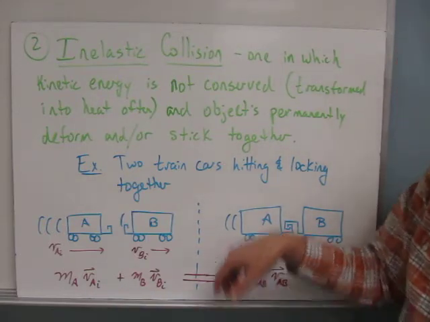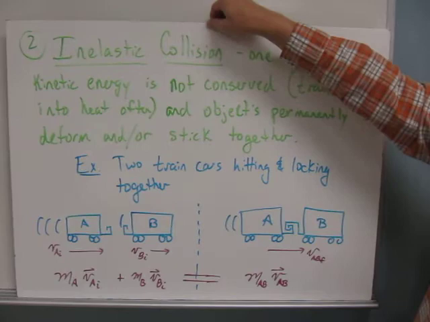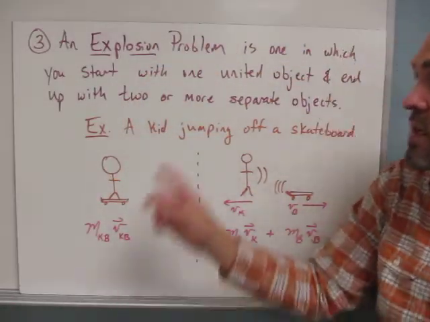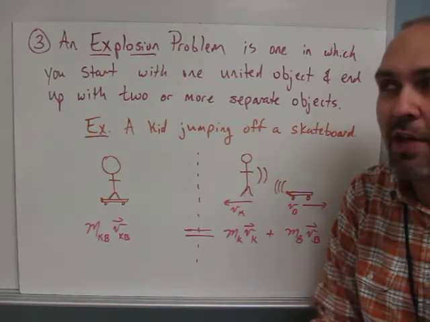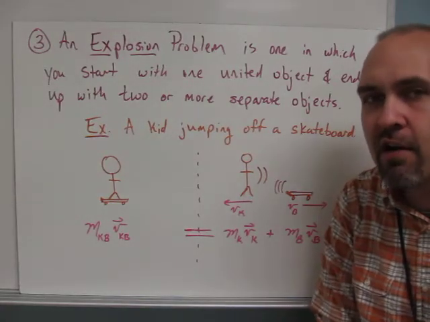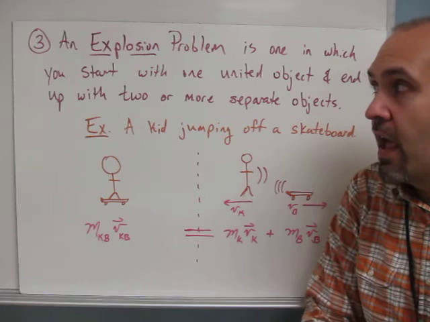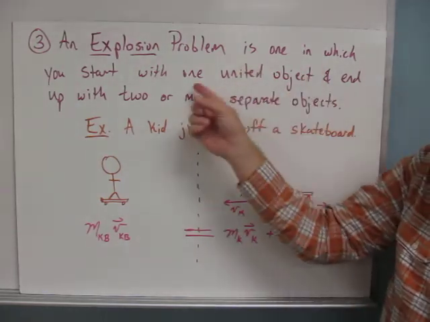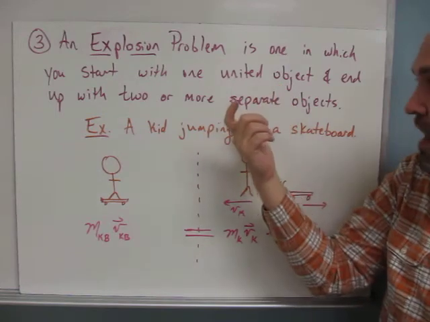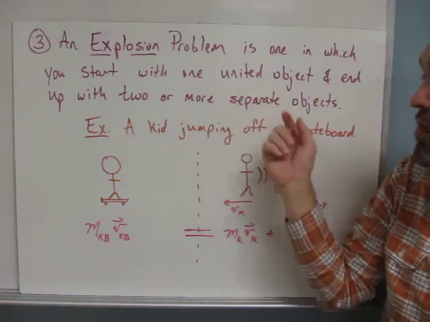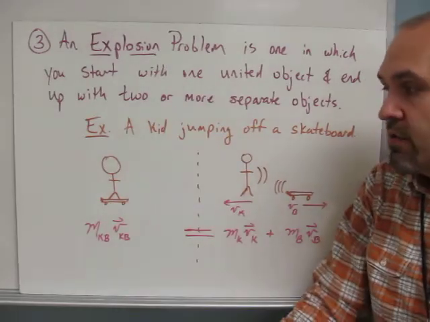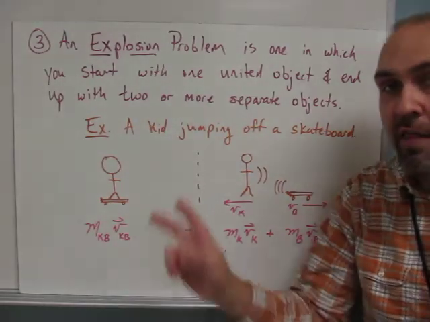The third type of conservation problem that you might encounter is an explosion problem. When I think of an explosion, I think of a bomb or a firecracker or something like that. An explosion is one in which you start with one united object, like a firecracker, and then end up with two or more separate objects. So the firecracker explodes and little pieces of paper go in different directions. But it doesn't have to be quite that explosive.